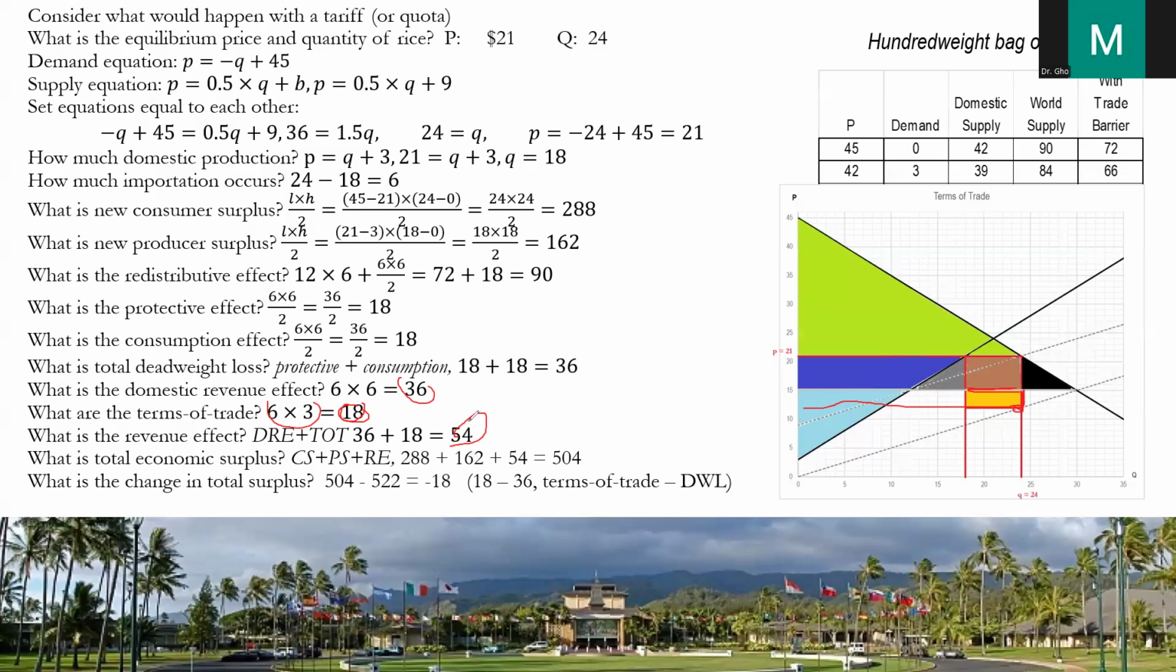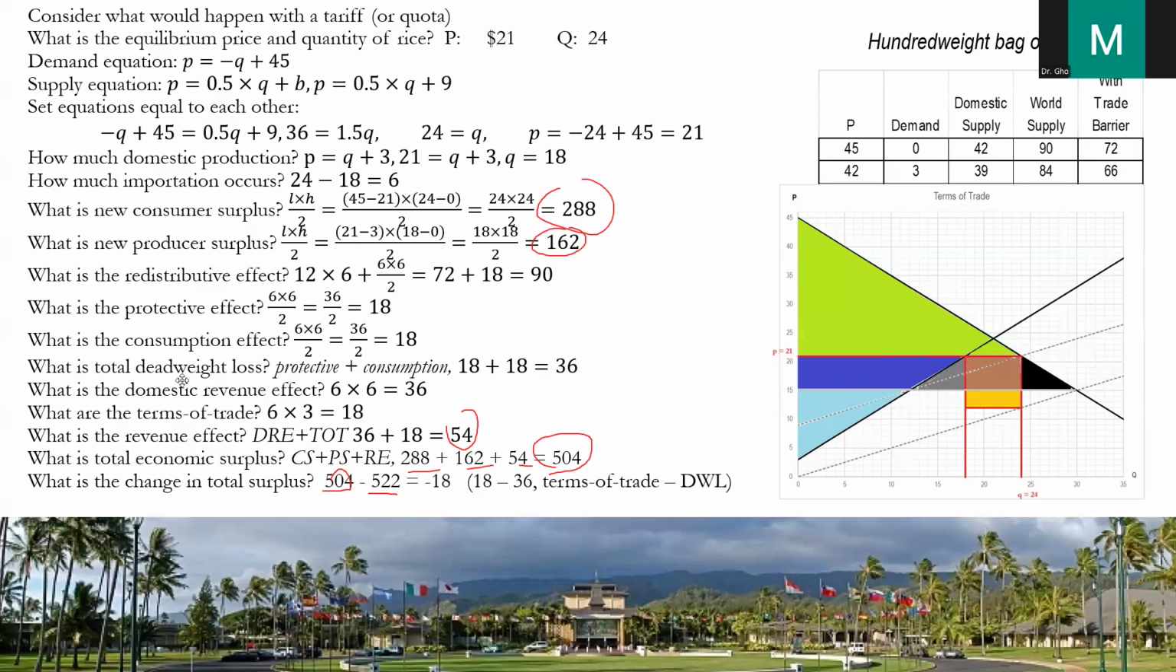Total economic surplus, we add the consumer surplus, producer surplus, and the total revenue effect. We add up each of those together, and we end up with 504. What's the total change in surplus? Before we had 522, and we have 504 now. So in this case, it happens to be -18.